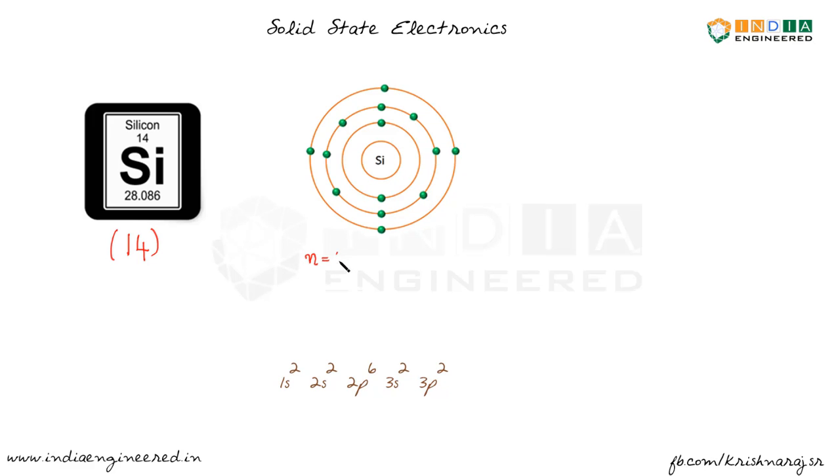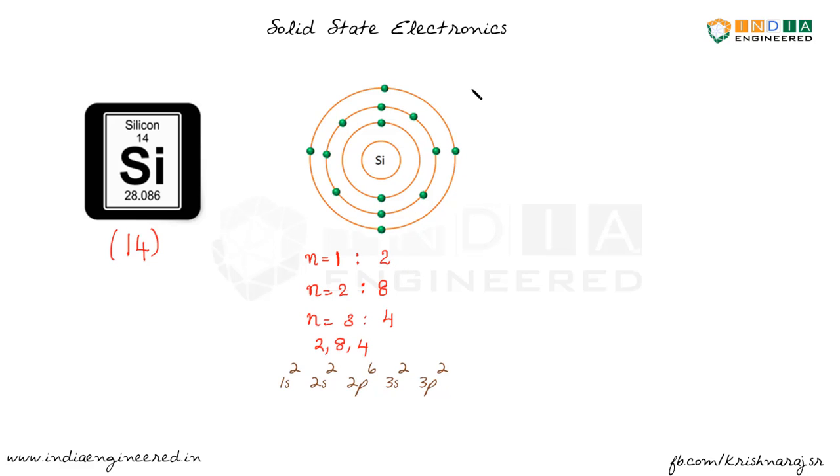In the n equal to 1 shell we have 2 electrons, right? And in n equal to 2 we have 8 electrons, and n equal to 3 we have 4 electrons. So this is how we got the electronic configuration, that is 2, 8 and 4. Now let's look into the subshell configuration.